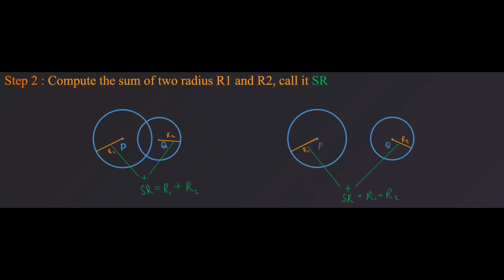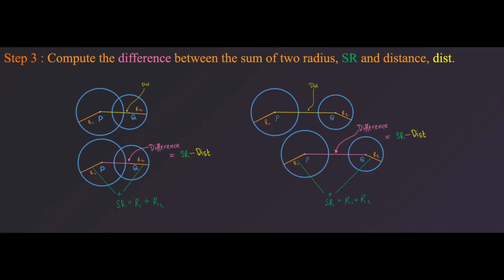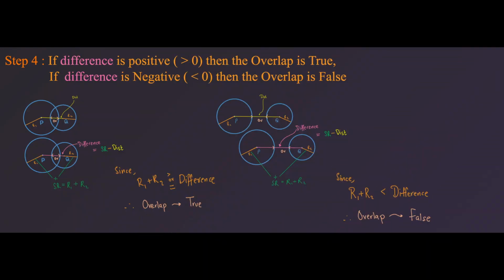Step 2. Compute the sum of the two radii, r1 and r2, and call it SR. Step 3. Compute the difference between the sum of the two radii, SR, and the distance, dist. Step 4. If the difference is positive, greater than 0, then the overlap is true. If the difference is negative, less than 0, then the overlap is false.